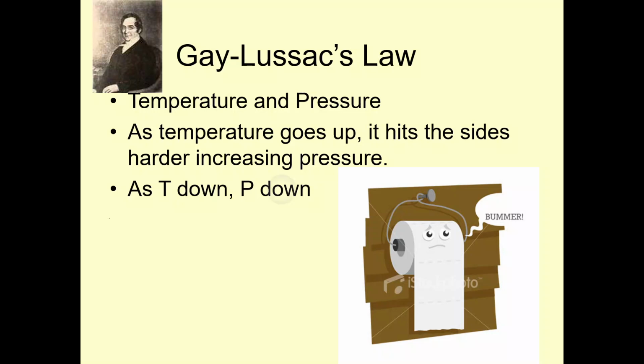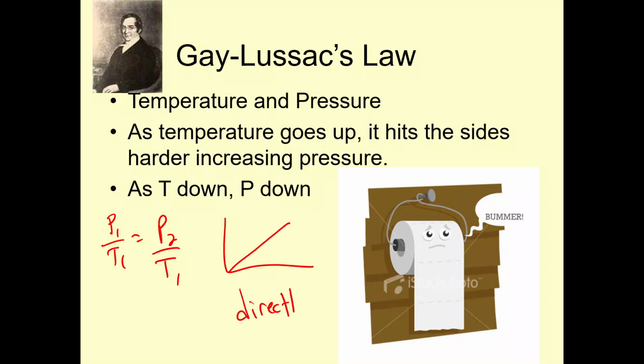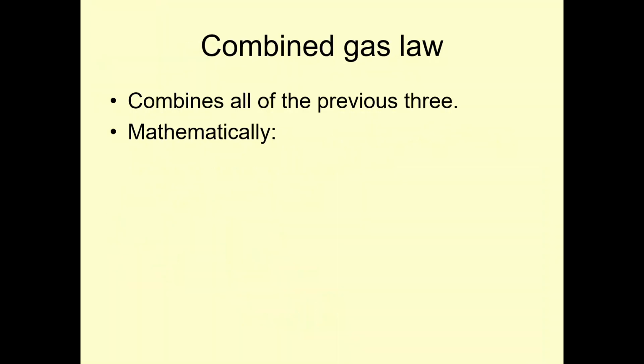Gay-Lussac's law, temperature and pressure. P1 over T1 equals P2 over T2. As temperature goes up, it hits the sides harder, increasing pressure. As temperature goes down, pressure goes down. Graph, boom, it is directly related. So everything's directly proportional except for Boyle's law, which is PV equals PV. Combined gas law. P1 V1 over T1 equals P2 V2 over T2.